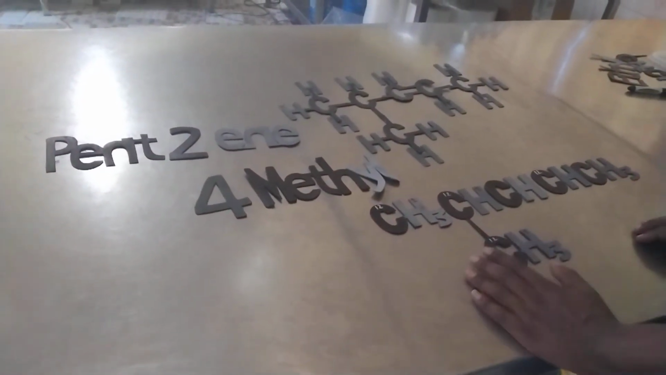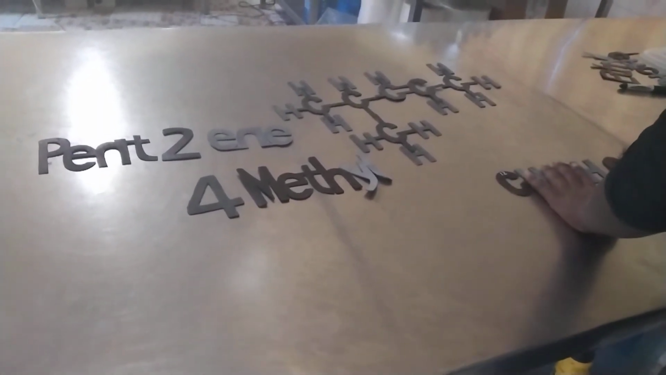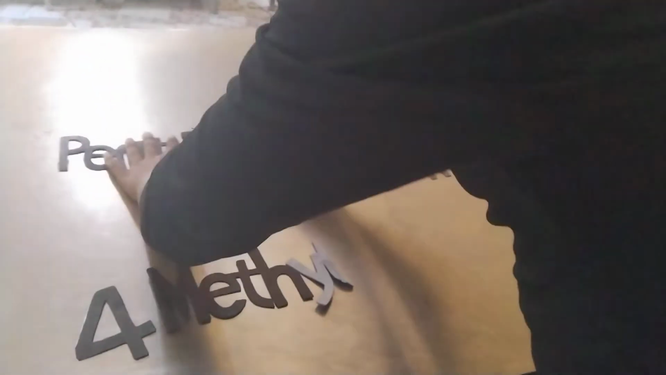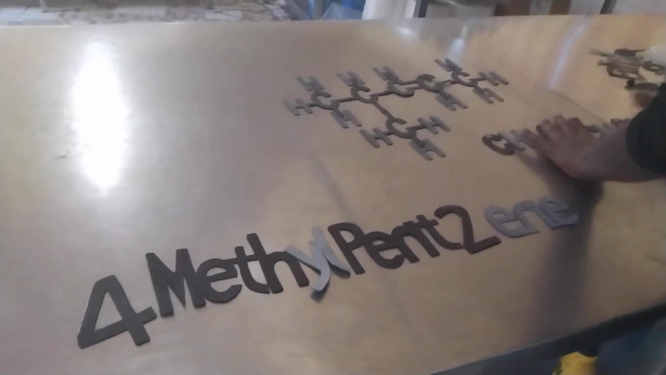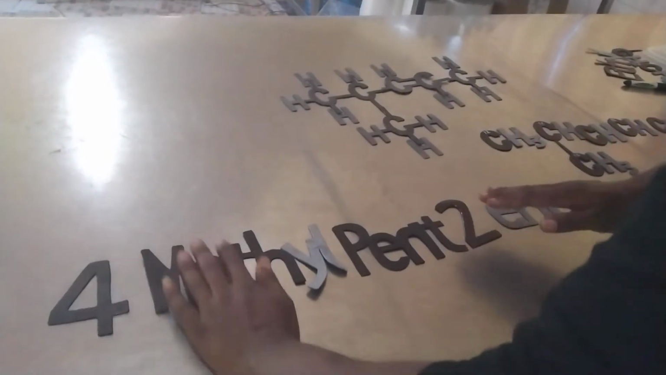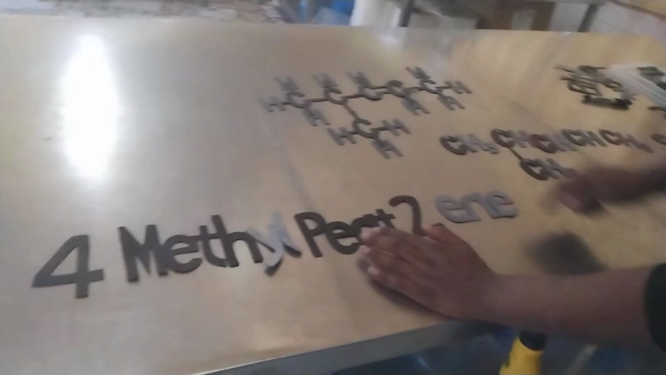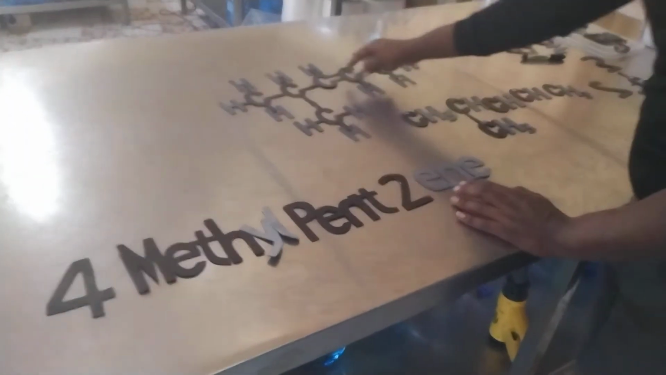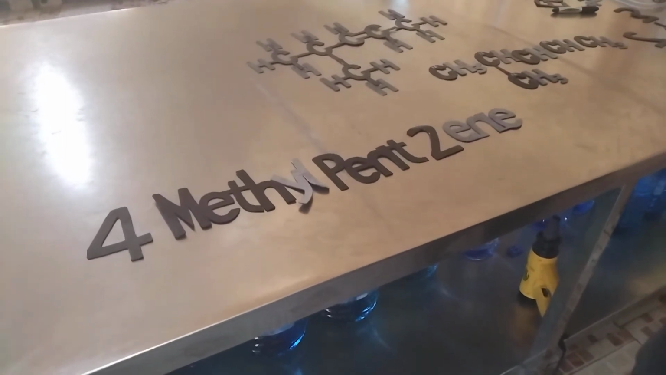So the full name of this molecule will be 4-methylpent-2-ene. Pent, for the 5 carbon atoms, 2-ene. It's an alkene with a double bond occurring. So that is the name of our molecule, as you can see.